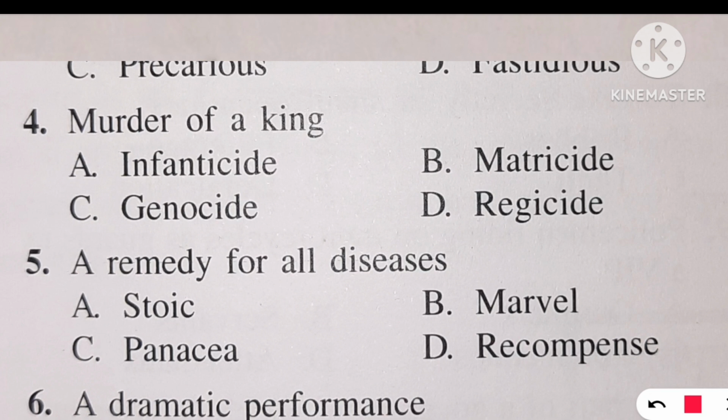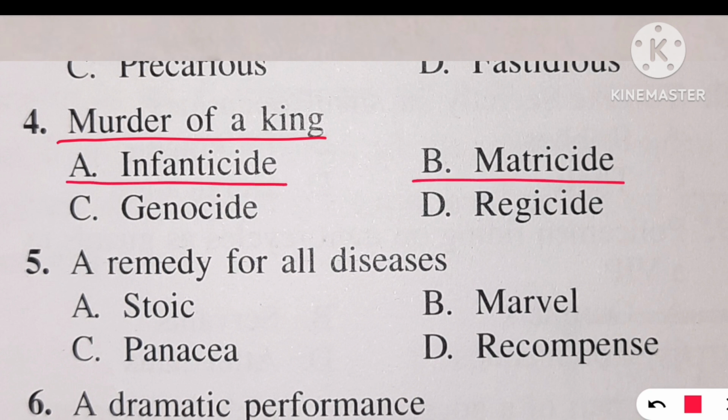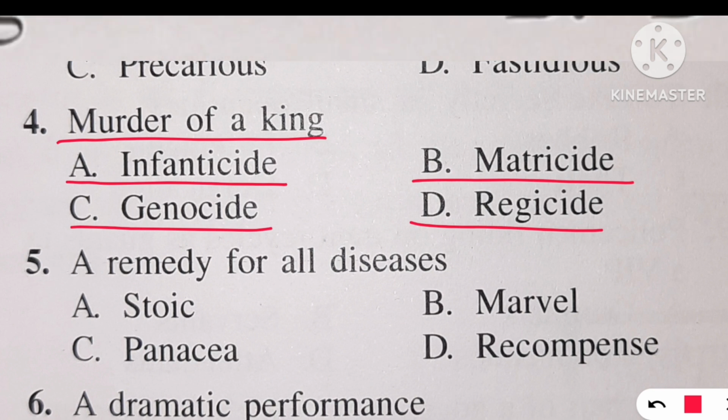Question number 4. Murder of a king. If somebody kills a king, what is it called? Option A, infanticide, option B, matricide, option C, genocide, and option D, regicide. Right answer is option D, that is regicide.